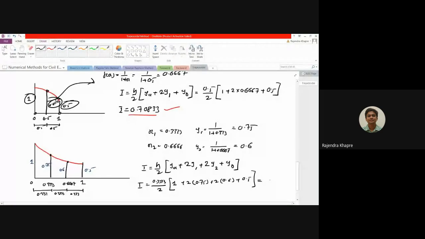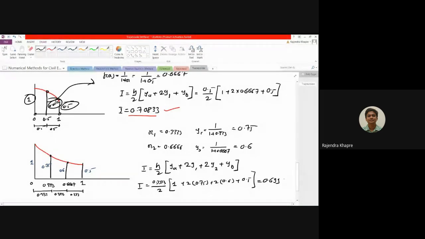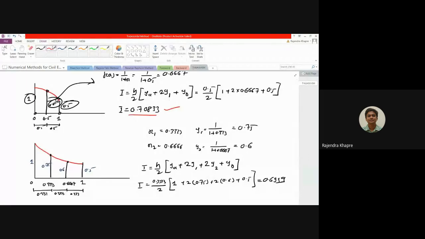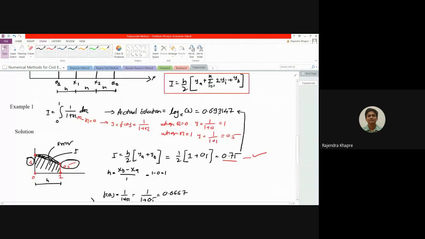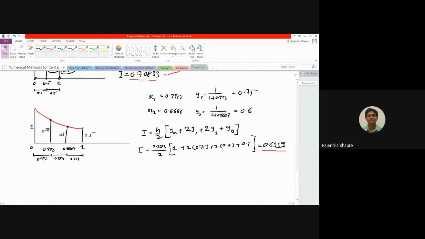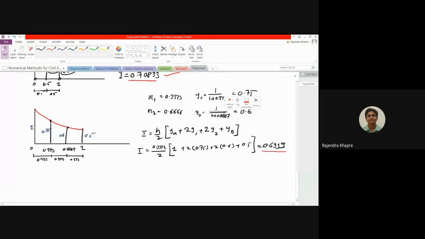Okay, so can somebody tell me what will be the value of I then? 0.6999. Okay, so now you see we are reaching closer to the solution, because earlier it was 0.708, now this is 0.699, and the actual solution is 0.6931. So you see, as you increase the number of intervals between a and b, your error is going to get reduced. I hope you have understood this, everybody.